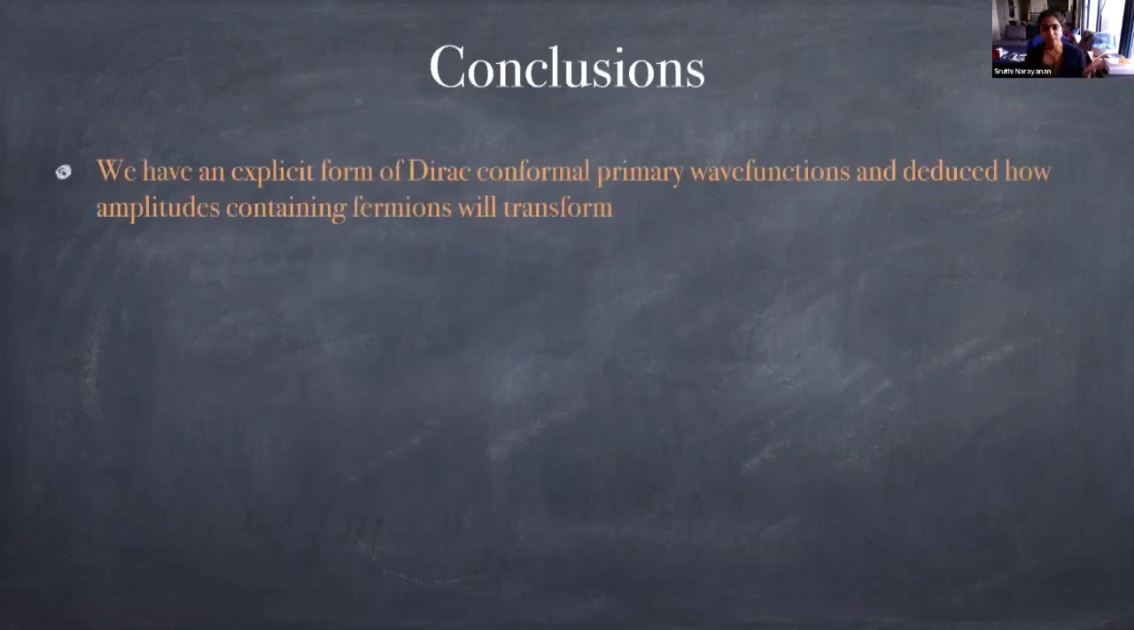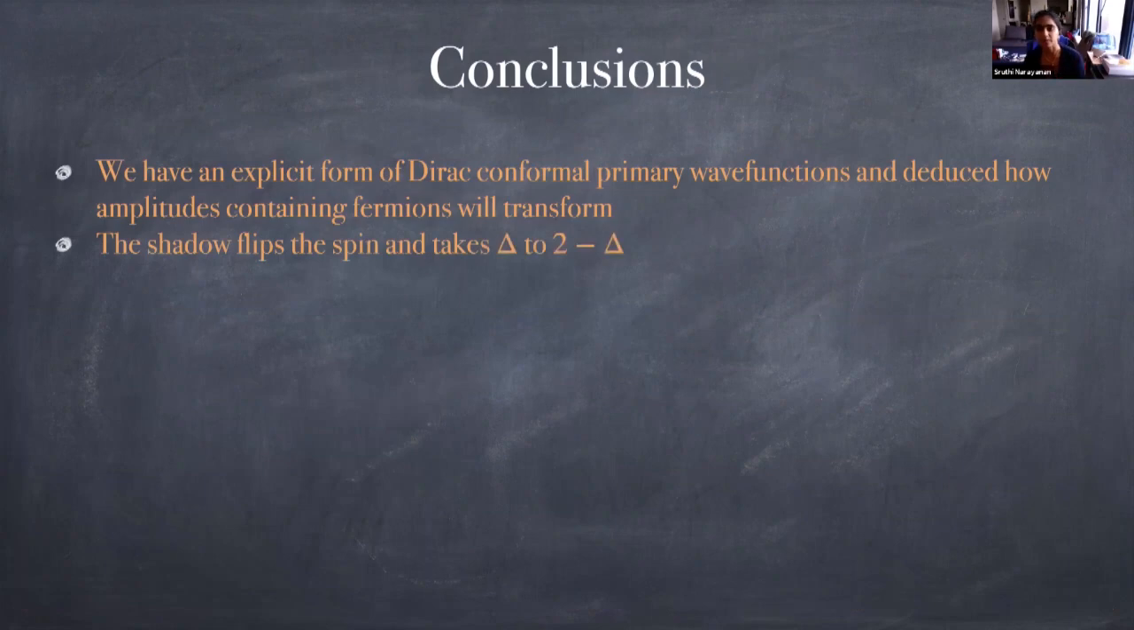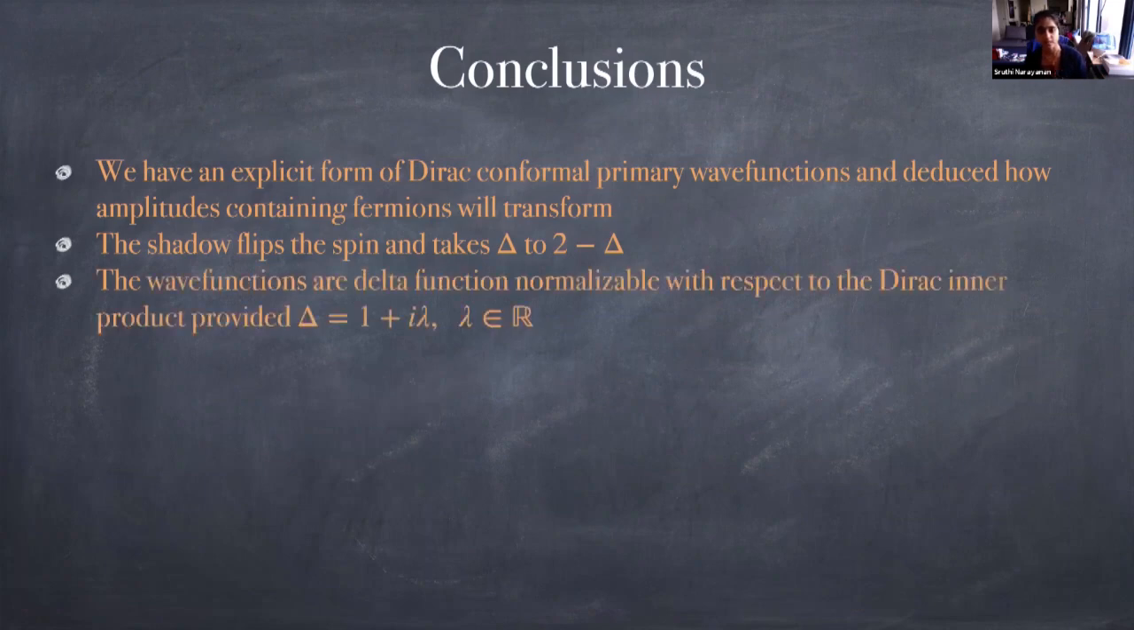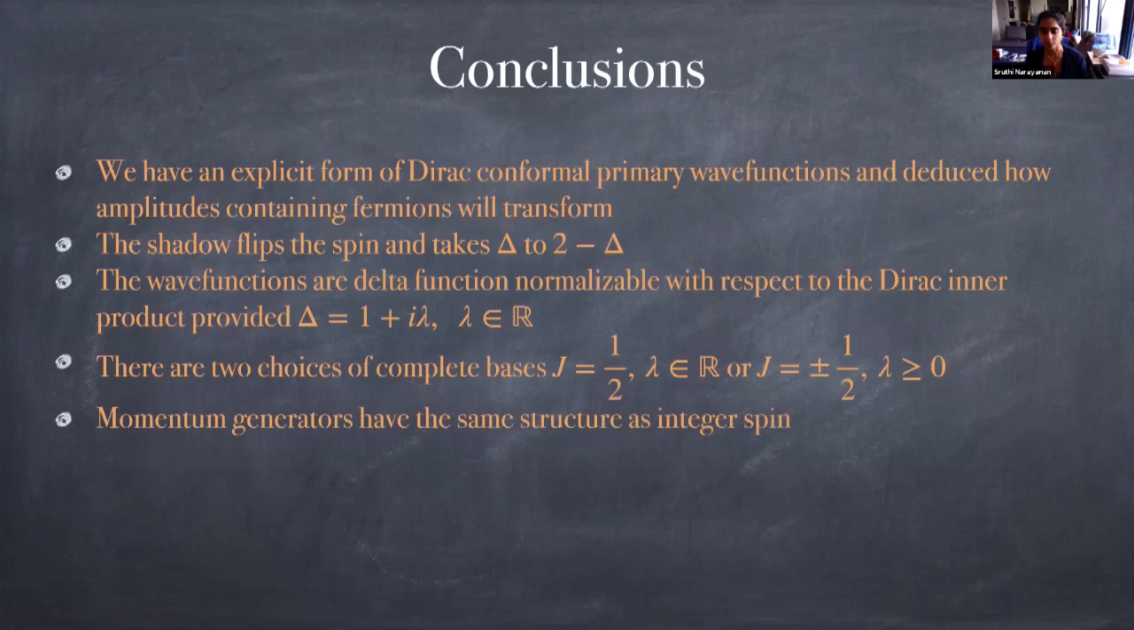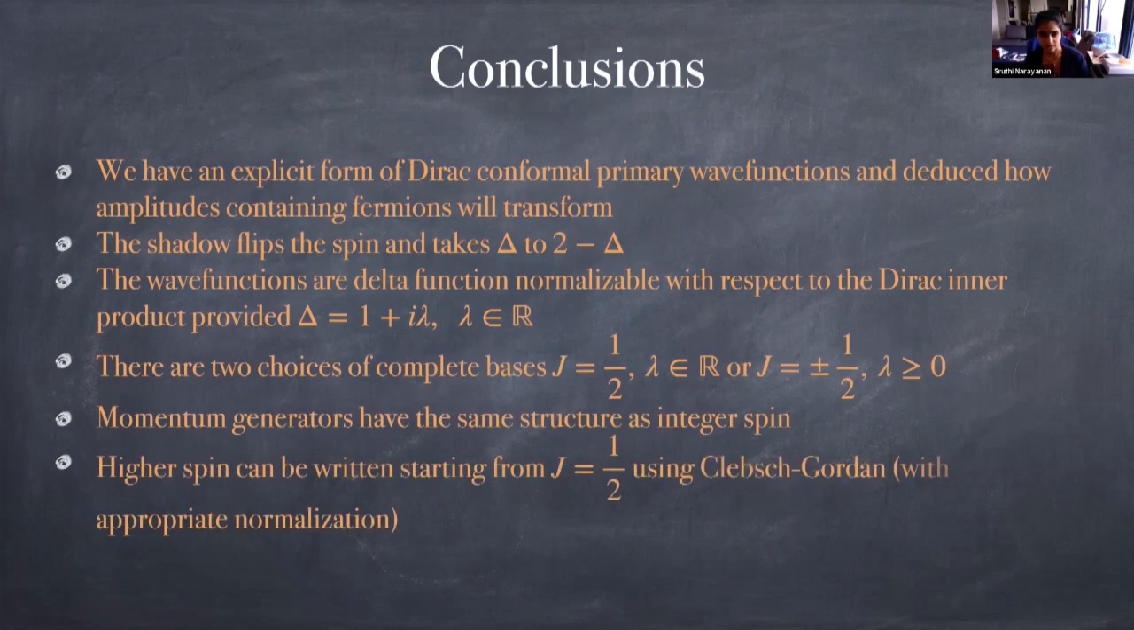Yeah, so okay, we have an explicit form of these Dirac-fermion primary wave functions. We figured out how amplitudes containing fermions will transform from momentum space to the celestial basis. The shadow flips the spin, and it also takes delta to 2 minus delta as expected. These wave functions are delta function normalizable, and in particular, we have two complete bases we can choose. The momentum generators have the same structure as integer spin, and higher spin wave functions can be written starting from spin 1/2, so we can construct the entire tower.